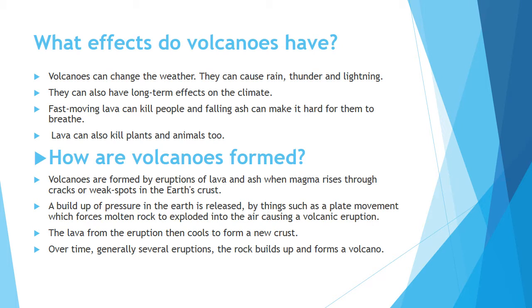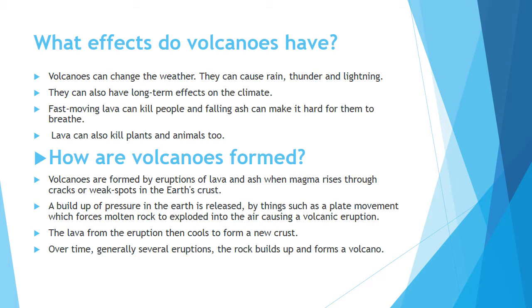Now let us see how volcanoes are formed. Volcanoes are formed by the eruption of lava and ash when magma rises through cracks or weak spots in the earth's crust. So wherever the earth's surface is weak, the magma comes with high force and high pressure, and it gets released above the earth's surface. A buildup of pressure in the earth is released by things such as plate movement, which forces molten rock to explode into the air, causing a volcanic eruption.